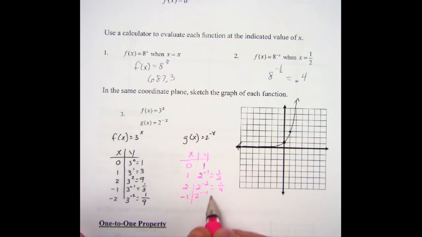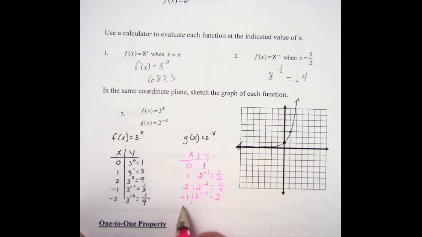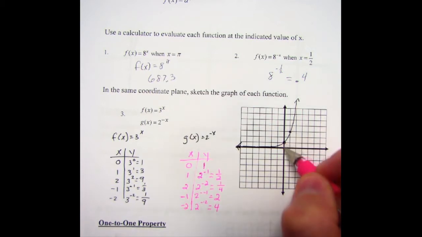Let's plug in a negative 1. 2 to the negative negative 1 would really just be 2 to the first, which is 2. If I plugged in a negative 2, 2 to the negative negative 2 would really just be 2 squared, which is 4. So again, remember, it always starts out at 0, 1.